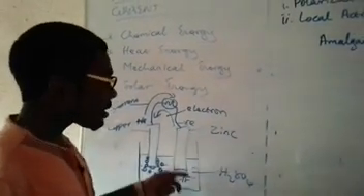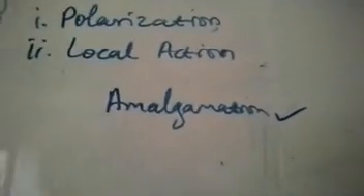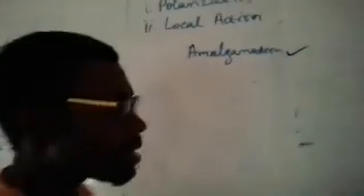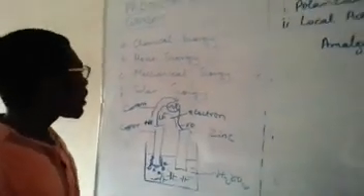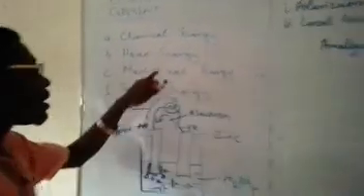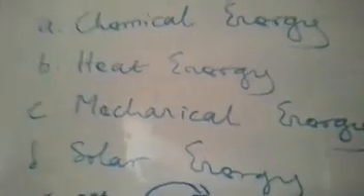And I said that the process of preventing local action is what? Amalgamation. So you can see how we are able to overcome these challenges of a simple cell. But we know now that this is the method of producing electrical energy through chemical method, the use of cell. Another method of production of electrical energy is heat energy.